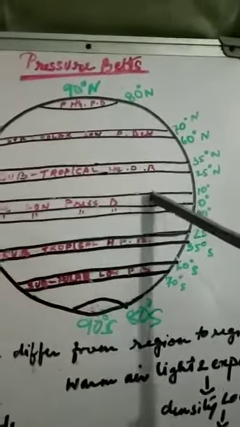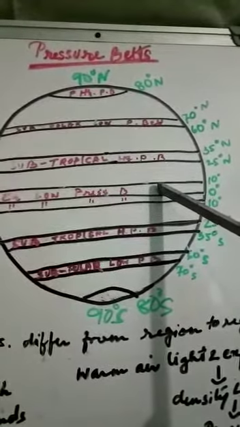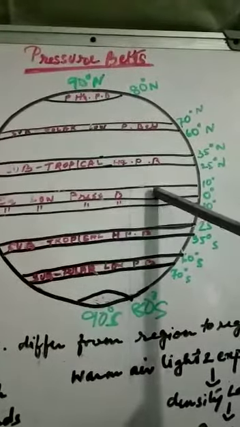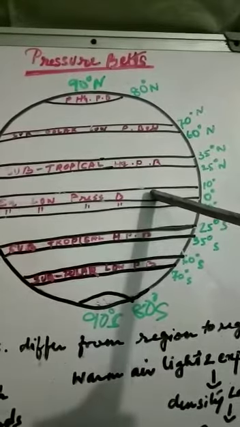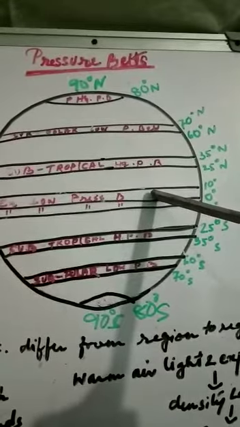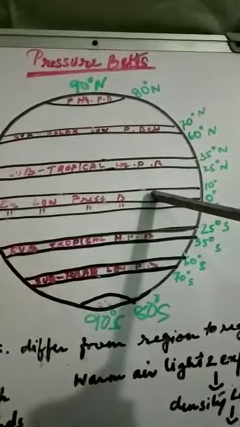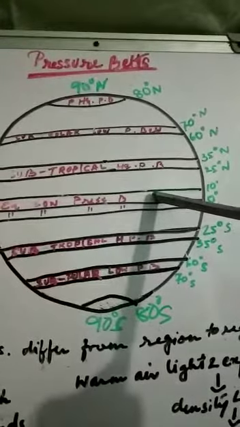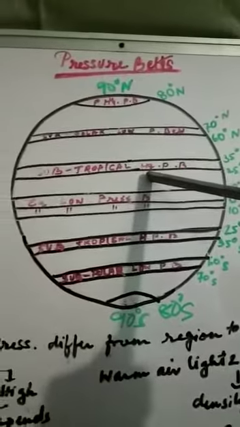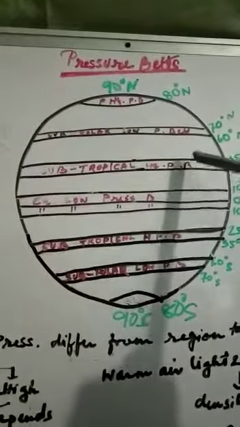Now, why is this region a low pressure belt? Because the sun's rays fall directly over this region, and because of the sun's rays, the air is generally warm and gets light, as I have said, expands, and obviously as a result the pressure is low.